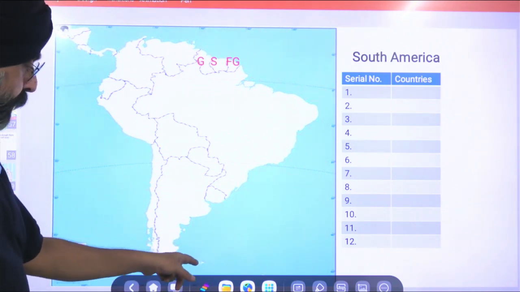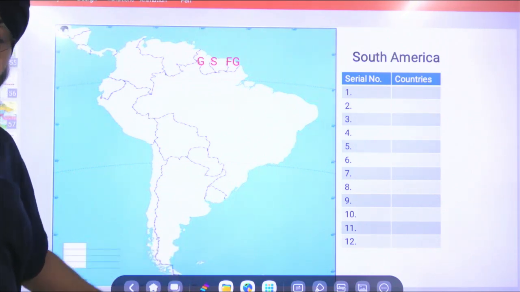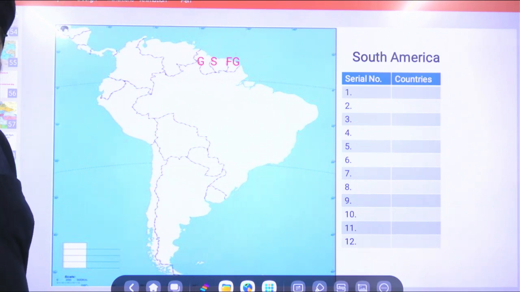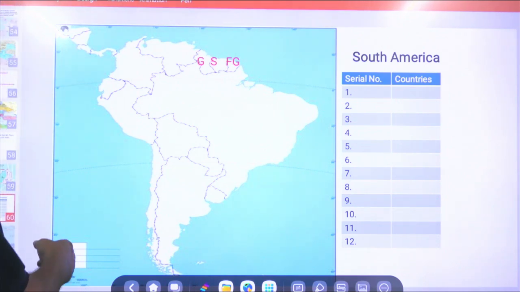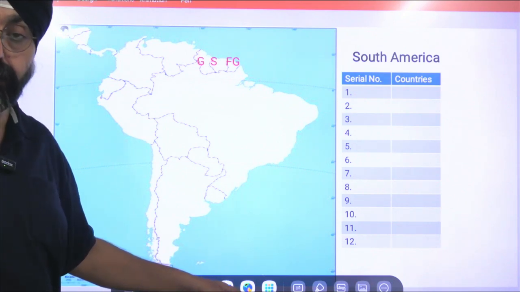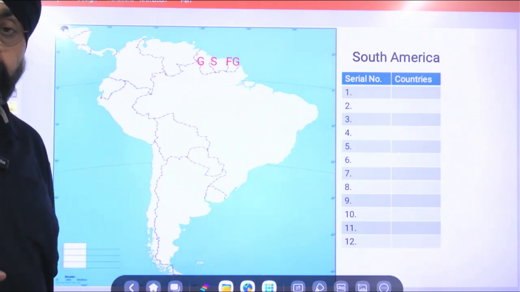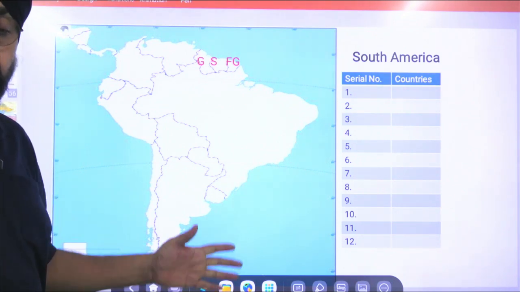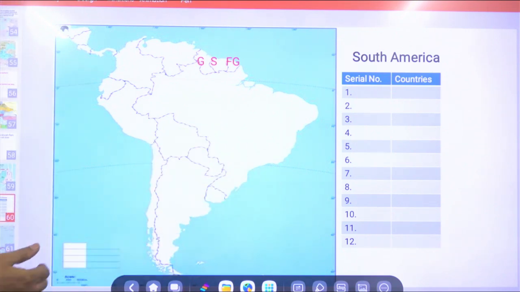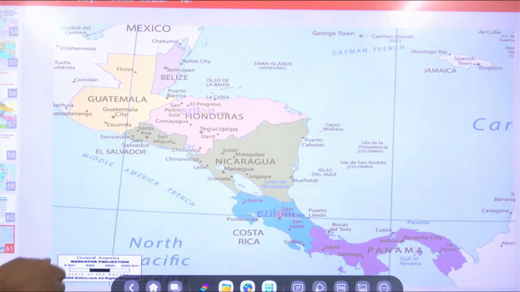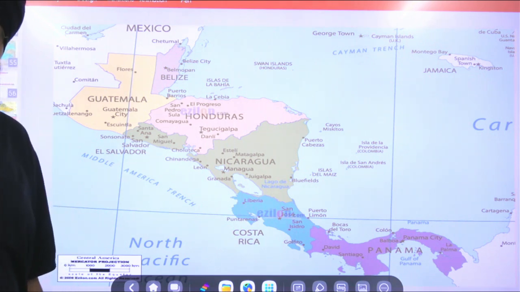Falkland Islands, these belong to which country? UK. And South Georgia Islands are not very far away from the Falkland, where this A23A, a big iceberg, was floating a couple of months earlier. Now these are the Central American countries. Questions will definitely be asked.